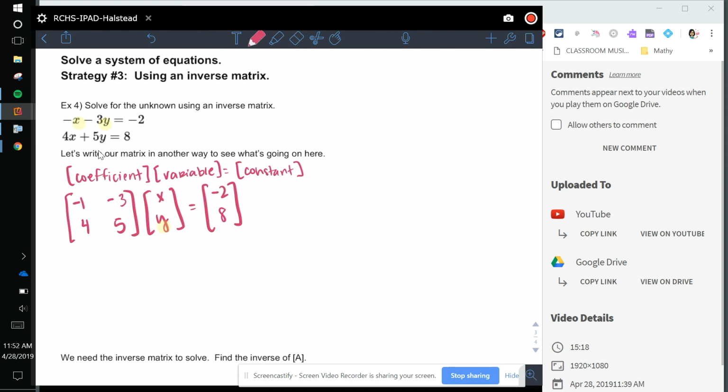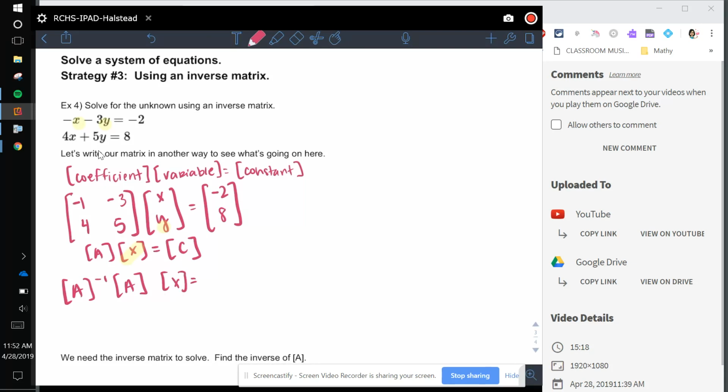All right, so we're going to call this matrix A times X is equal to matrix C. How do I get matrix X by itself? What I'm going to do is multiply by A inverse to cancel out my A matrix. Well, this is basically like matrix division.